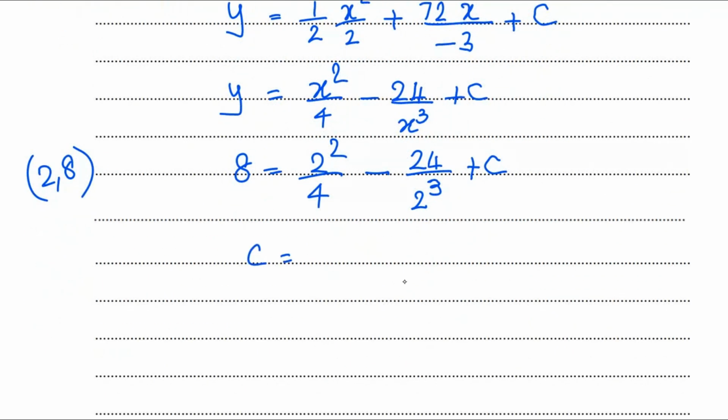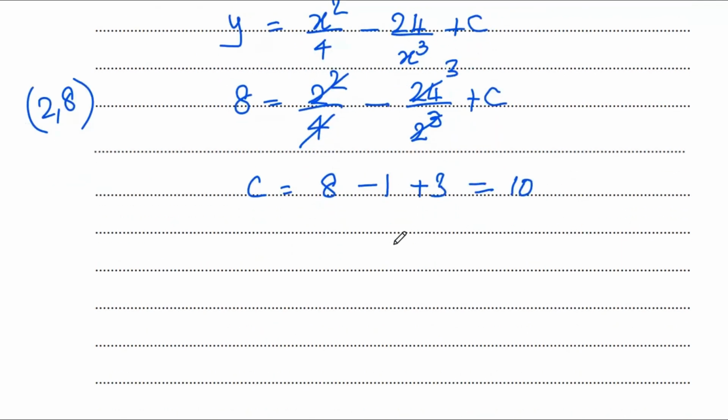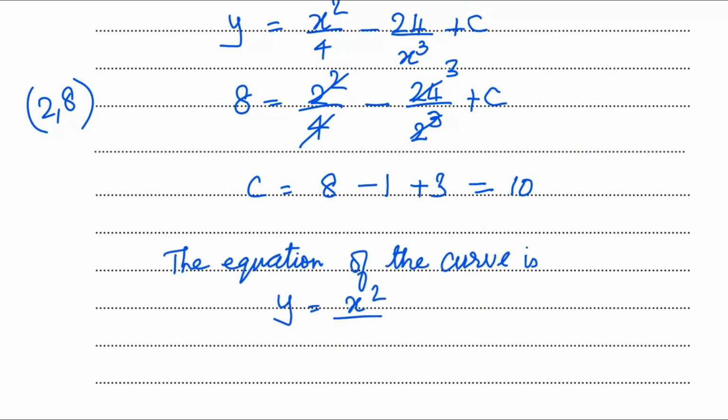So c is equal to 8. These two get cancelled and this is 24 divided by 8. So this is 3. So 8 minus 1 plus 3, which is equal to 10. So the equation of the curve is y equals x squared divided by 4 minus 24 divided by x cubed plus 10.